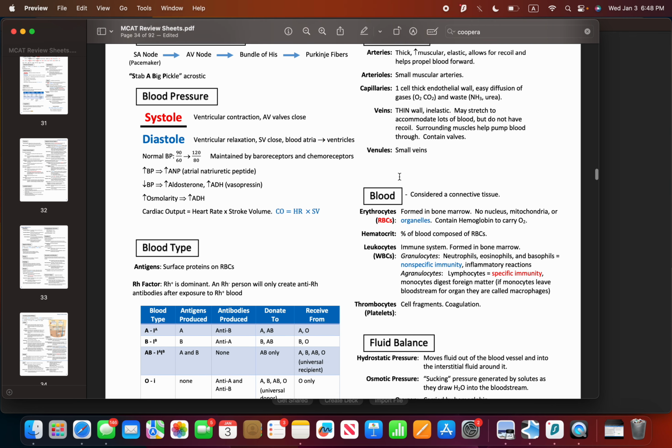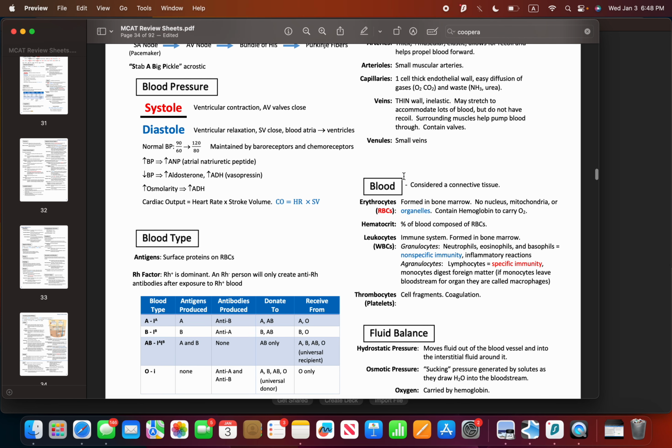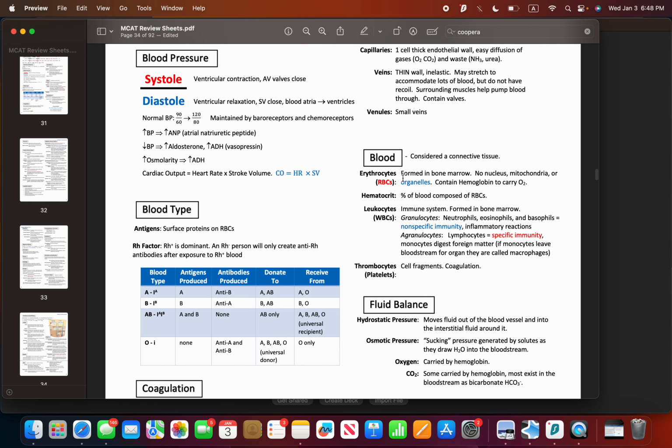So we also have the blood, which is considered a connective tissue. There are erythrocytes. They are formed in the bone marrow. They have no nucleus, mitochondria, or any organelles. They contain hemoglobin to carry oxygen. The hematocrit is the percentage of blood composed of RBCs.